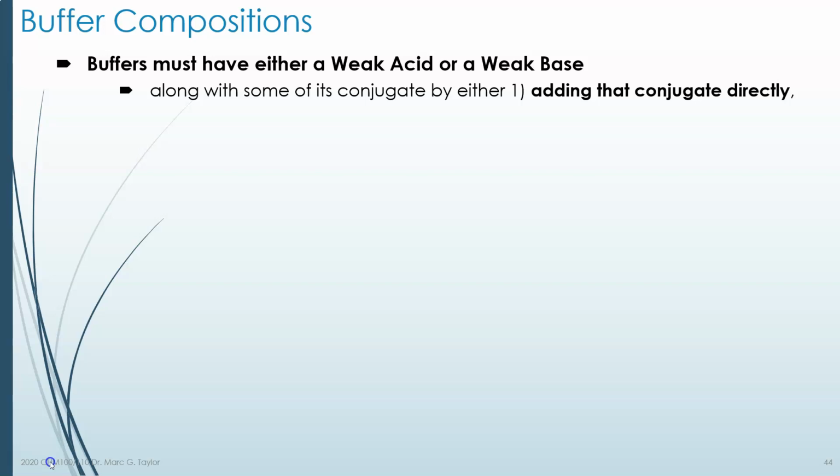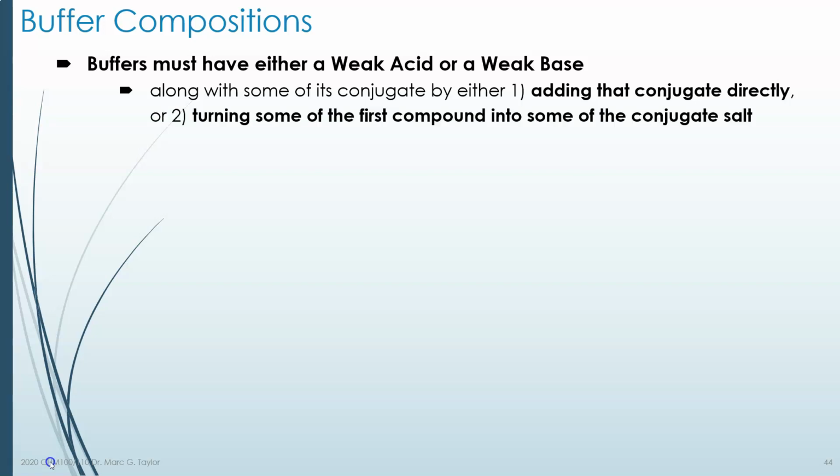And you can either do that by adding the conjugate directly, by buying the salt and mixing the acid with its conjugate base salt, or buying the weak base and mixing it with its conjugate acid salt. That's fine. You can do it that way. Or you could just start with, say, a weak acid or a weak base and then add something to turn part of it into its conjugate without turning all of it into the conjugate. So what do I mean by that?